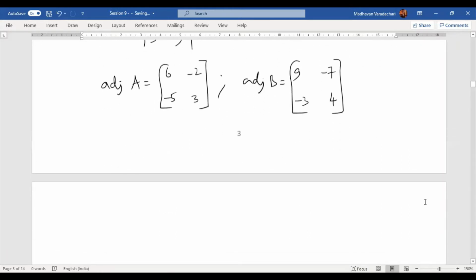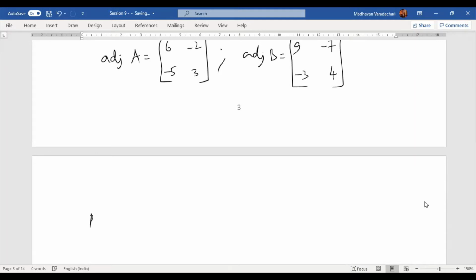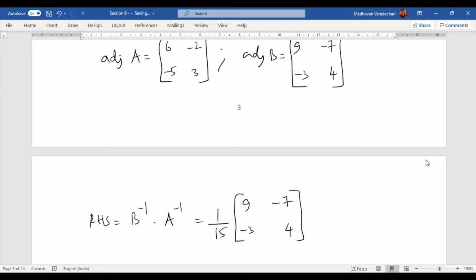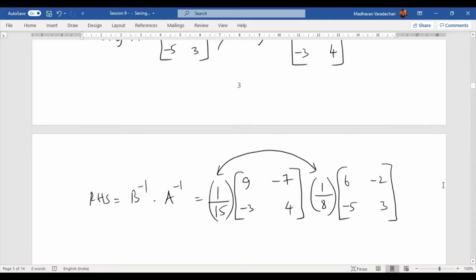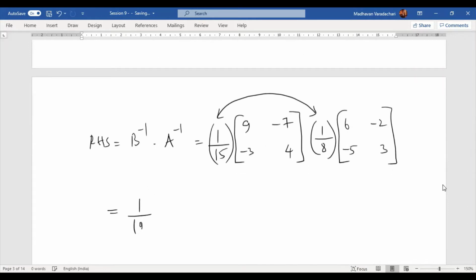So I can now find out the right hand side, which is B inverse into A inverse. B inverse is 1 by the determinant of B, which is 1 by 15, times the adjoint, that is 9, minus 7, minus 3, 4. Then the determinant of A is 8. So 1 by 8 times the adjoint of A is 6, minus 2, minus 5, 3. These two are scalar quantities. We can multiply them separately. So 15 into 8 is 120. So I can write 1 by 120 times.